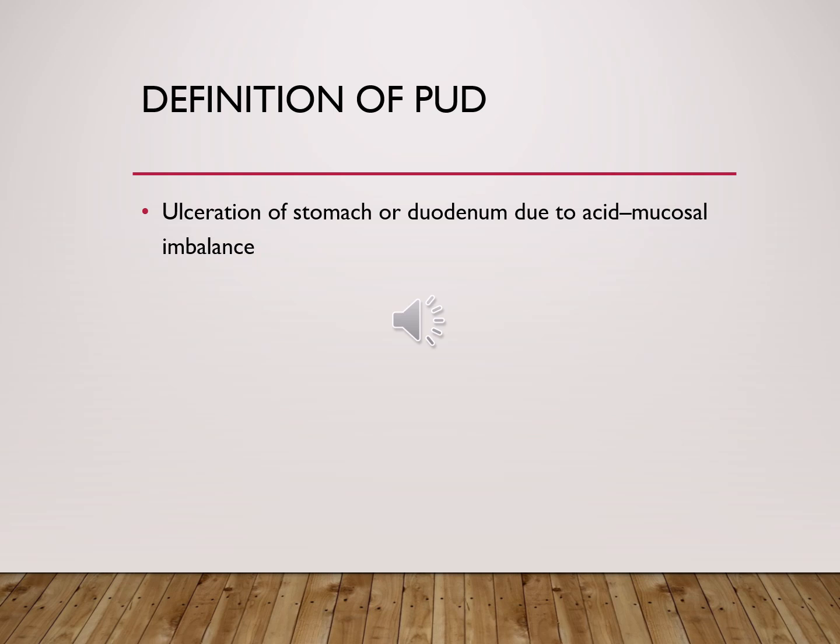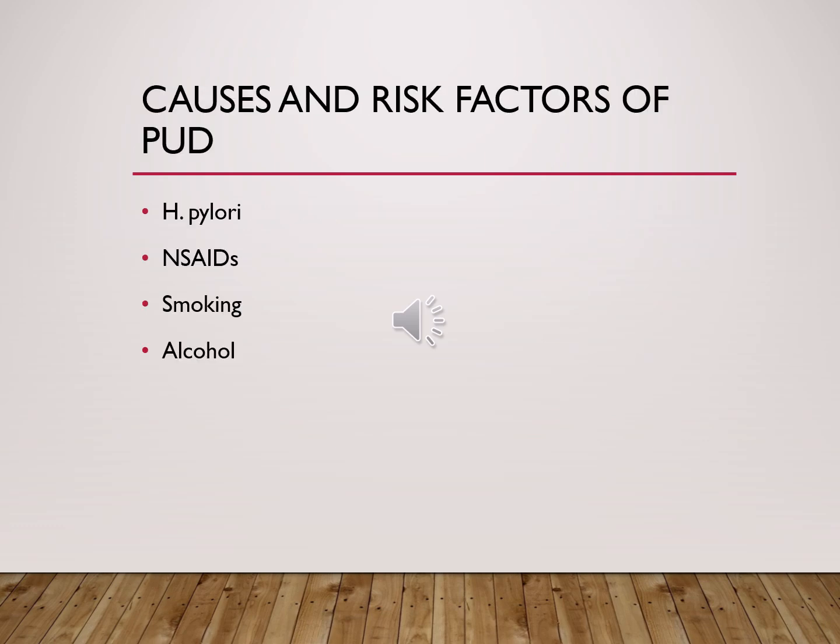Now we will move to the definition of peptic ulcer disease: ulceration of the stomach and duodenum due to acid-mucosal imbalance. This is the definition of peptic ulcer disease. Here are the causes and risk factors of peptic ulcer disease: H. pylori, this is a bacteria, NSAIDs, smoking, and alcohol. That's the causes and risk factors of peptic ulcer disease.